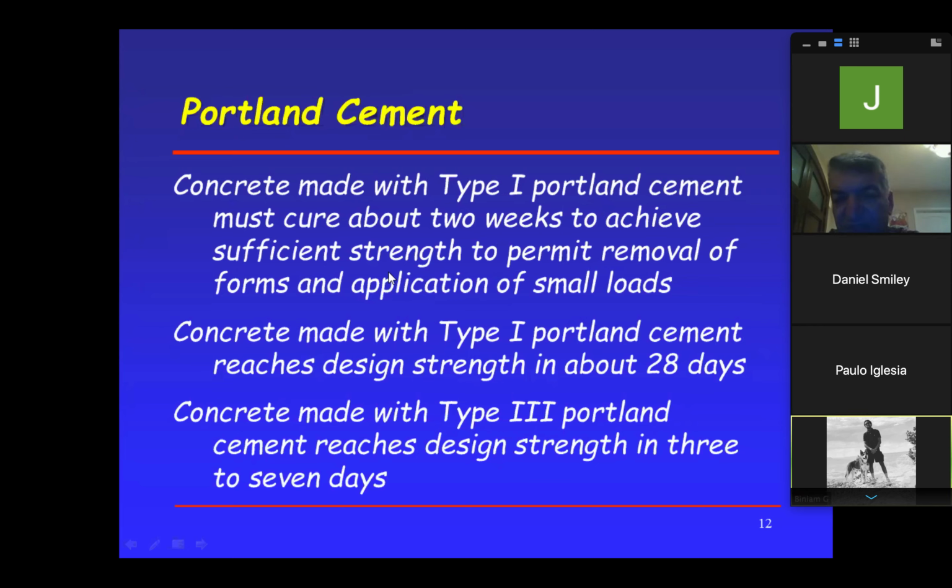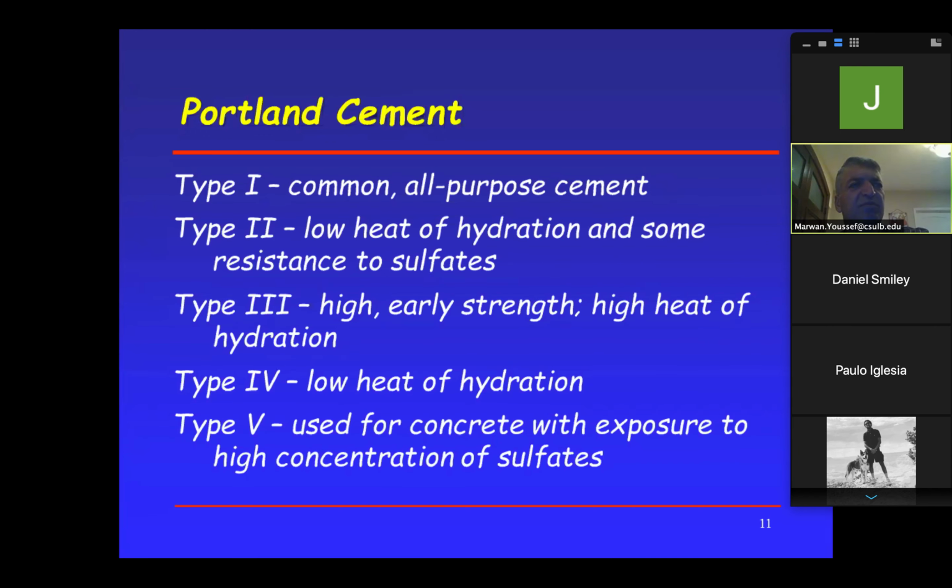I'm sorry? Can you go back to the previous page, like, for a second? Yeah. This one? You got it? I got it. Yeah, you can move.